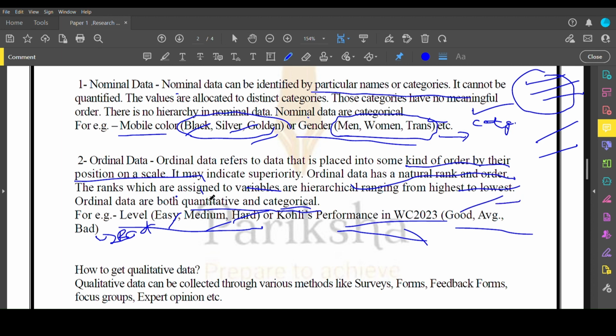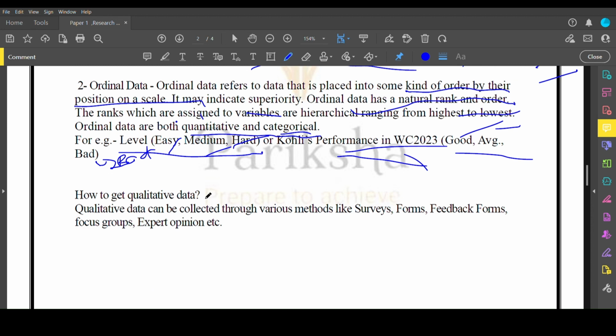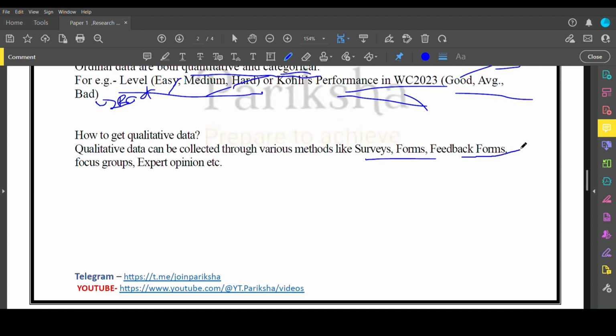Now, from where will we get qualitative data? So qualitative data can be collected through various methods. Like हम survey से various qualitative data ला सकते हैं. We can get it from feedback forms, from focus groups, from expert opinions. Like when we talk about Virat Kohli's performance, expert opinion is something that matters the most.